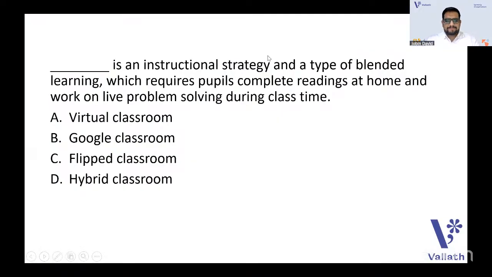The first question. Dash is an instructional strategy and a type of blended learning which requires pupils to complete readings at home and work on live problem solving during class time. Is it a virtual classroom, a Google classroom, a flipped classroom, or a hybrid classroom? The answers, please, on the chat box.